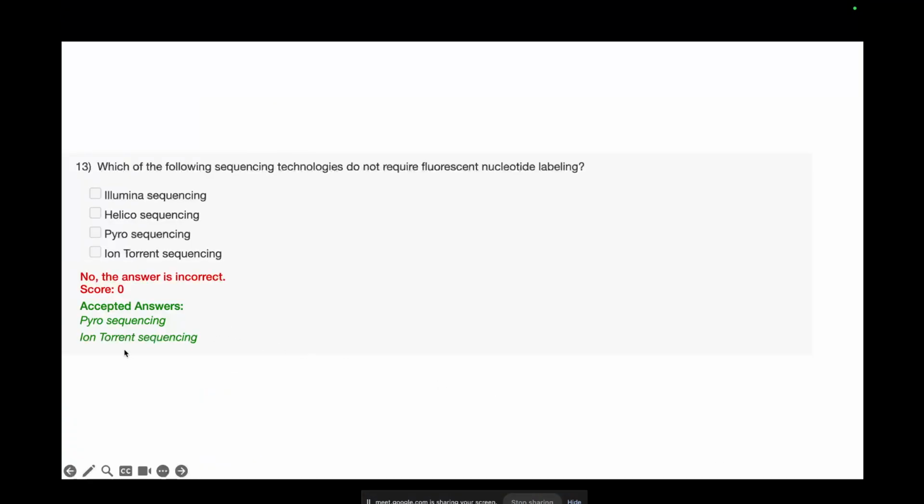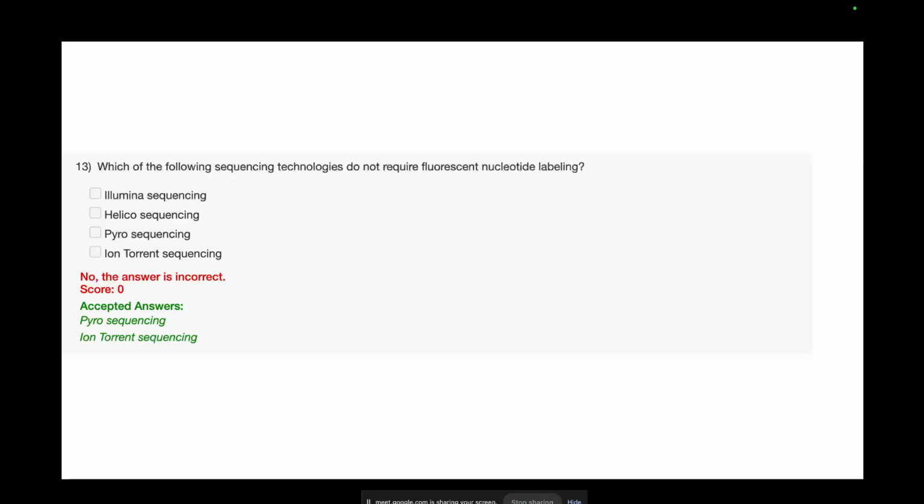The answer is both, yeah, both pyrosequencing and ion sequencing, because in pyrosequencing, you do not need fluorescent nucleotide labeling. What you need is an enzyme, which is luciferase, and basically the substrate, which is luciferin. You do not need to tag a fluorescent element or a fluorescent compound to the nucleotide. You do not need to do that.